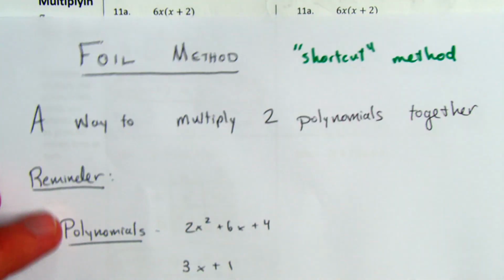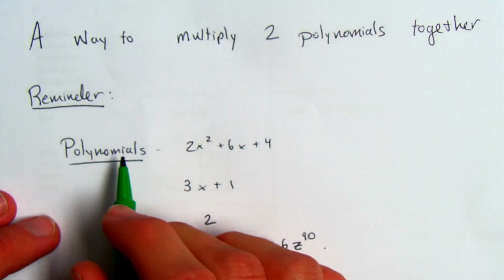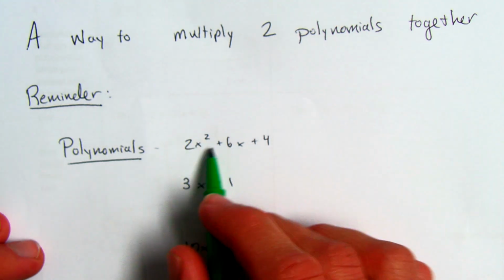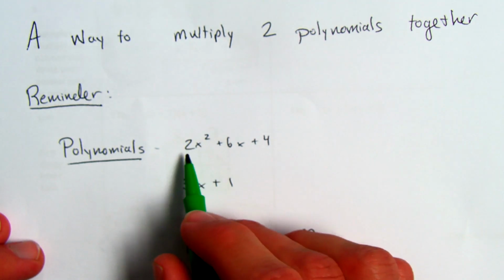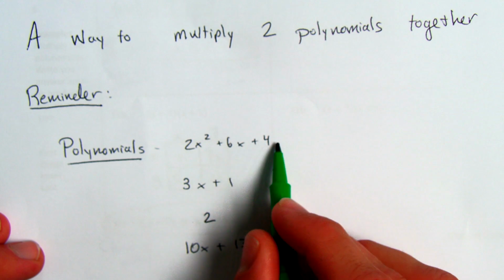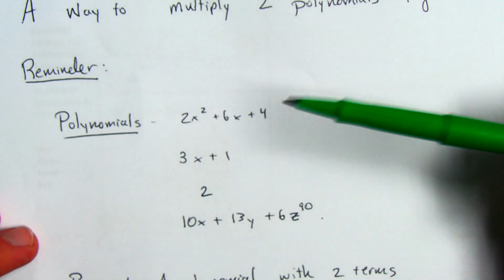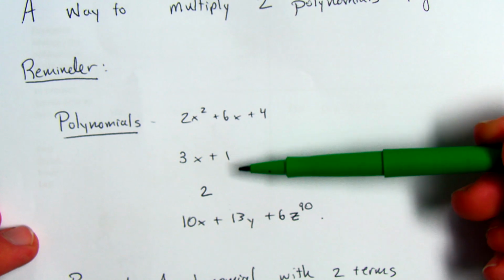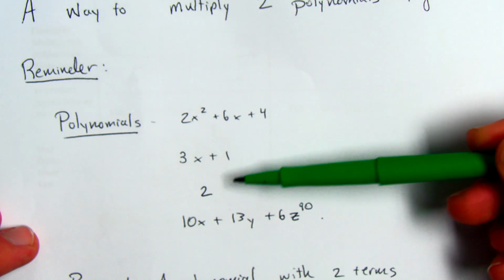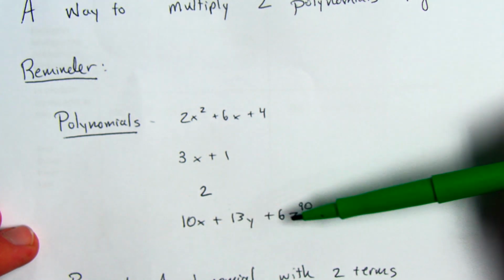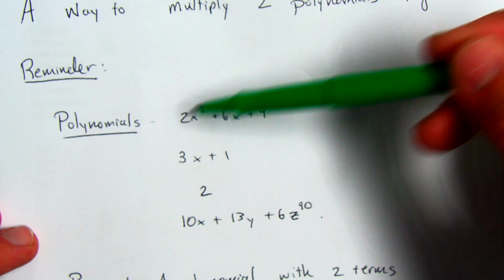Alright, and just a few reminders on vocab. A polynomial is any collection of terms. For example, 2x squared plus 6x plus 4, that's a polynomial. 3x plus 1 is another polynomial. 2 is a polynomial. 10x plus 13y plus 6z to the power 90, that's a polynomial. All these are polynomials.